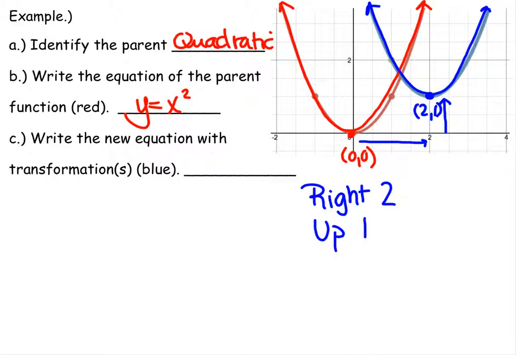So we have to write this equation. So here is our general equation, and we have to figure out how do we write that equation. So let's talk about the right 2. When you go right 2, that has to be written inside the equation, inside the parentheses. So right 2, we have to think opposite. It's going to be a minus 2. And then the plus 1, moving it up 1, happens outside the equation. That affects the y-axis.